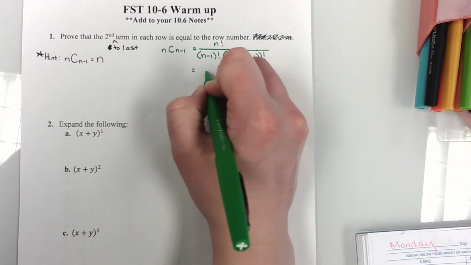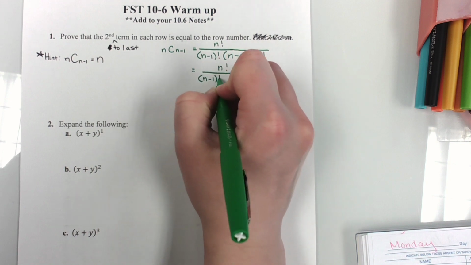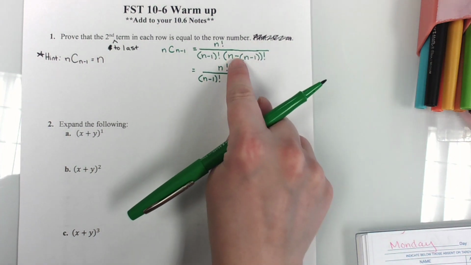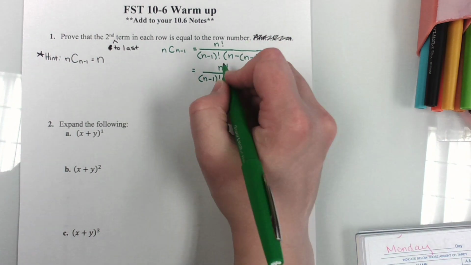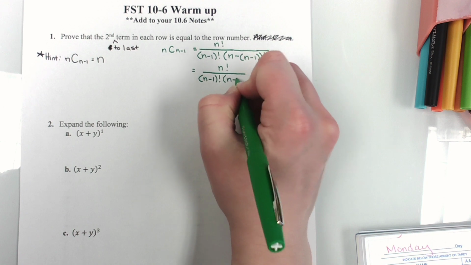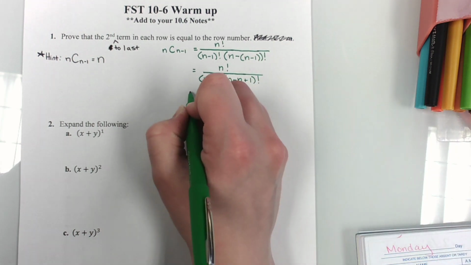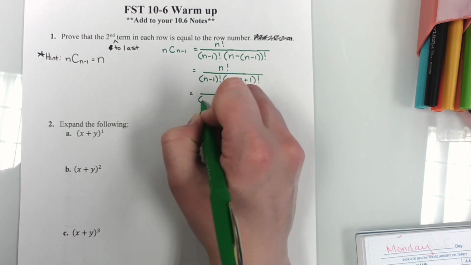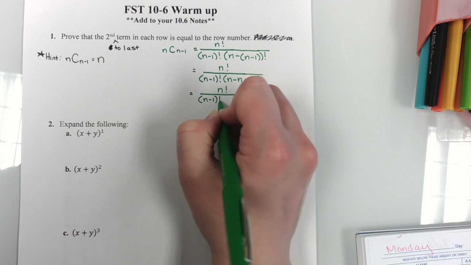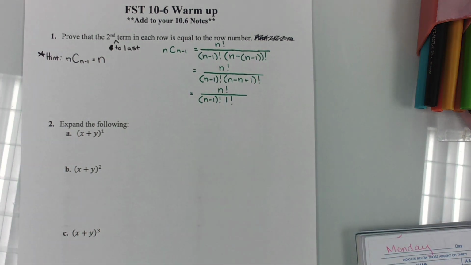Top is n factorial. This part for now stays n minus 1 factorial. N minus 1 becomes n minus n plus 1 in parentheses factorial. The n's cancel out in that parentheses, and I end up with 1 factorial there. What is 1 factorial? 1.